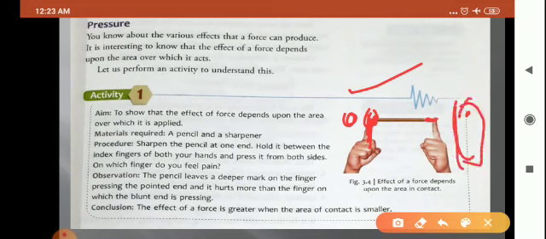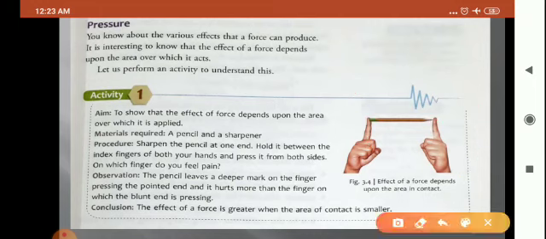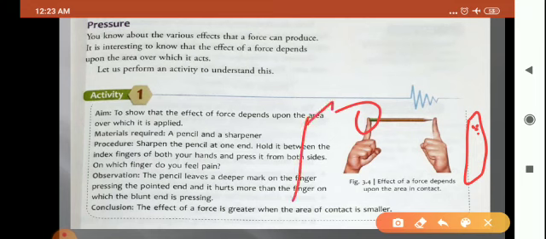Suppose this is your finger. So this pointed end is pointing like this. It is having this much area. Again I am showing you. On this finger, this pointed end of the pencil will point like this. So you can see that here the pointed end has a smaller area of contact. Okay, but this blunt end will point like this. So this blunt end will have more area of contact with this index finger.